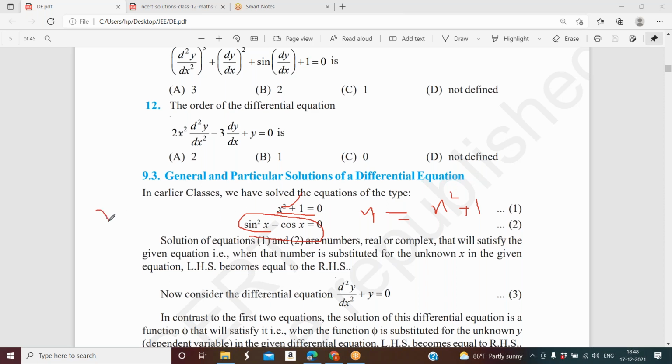x square plus 1 equal to 0. How will you solve it? x square equal to minus 1. And minus 1 is further replaced by i square, because i square is minus 1. The value of i square, it's a complex number, i square equal to minus 1. So x square equal to i square means then I will get two values for x. It is plus or minus i.